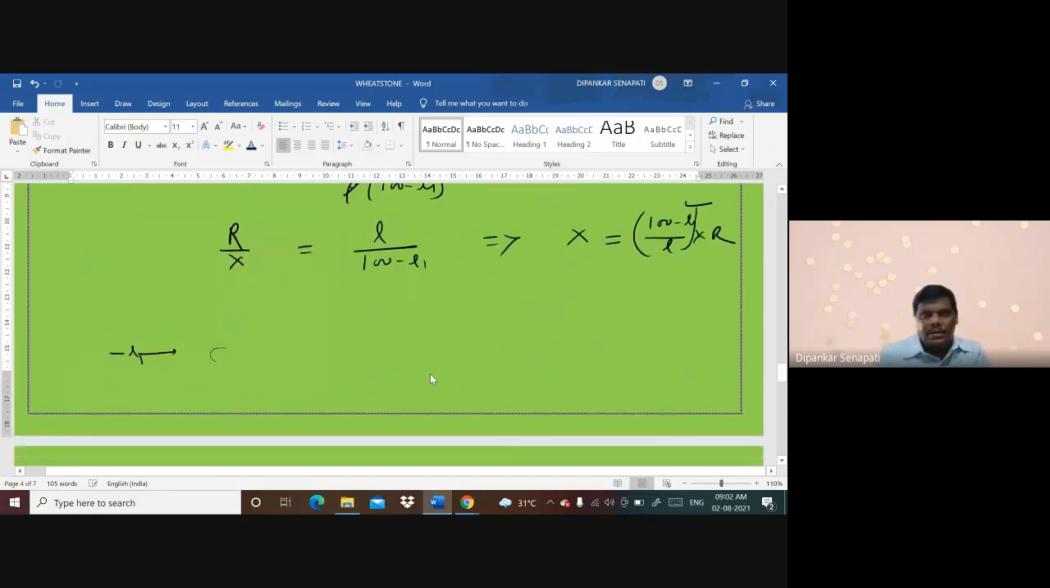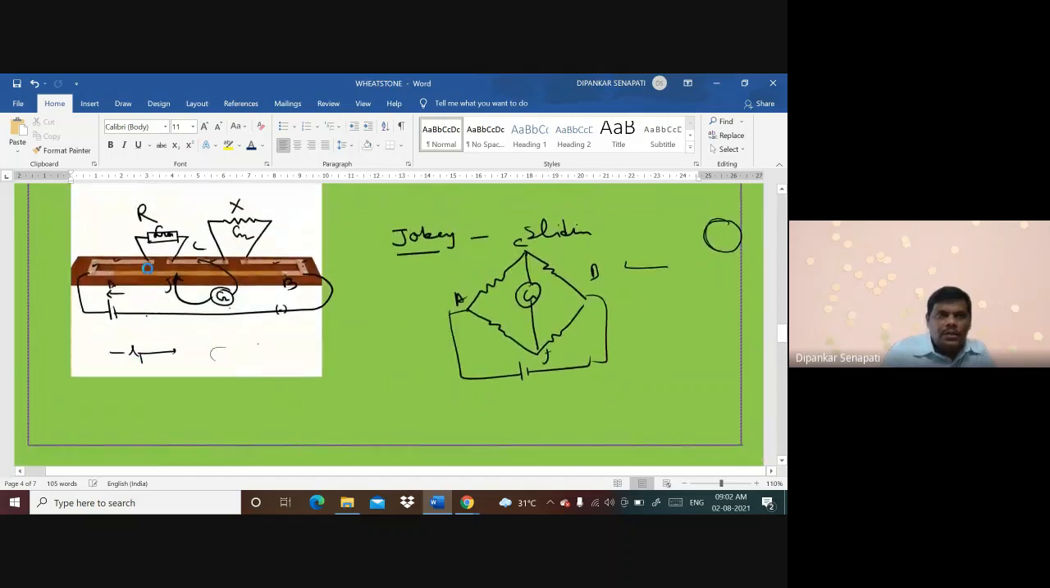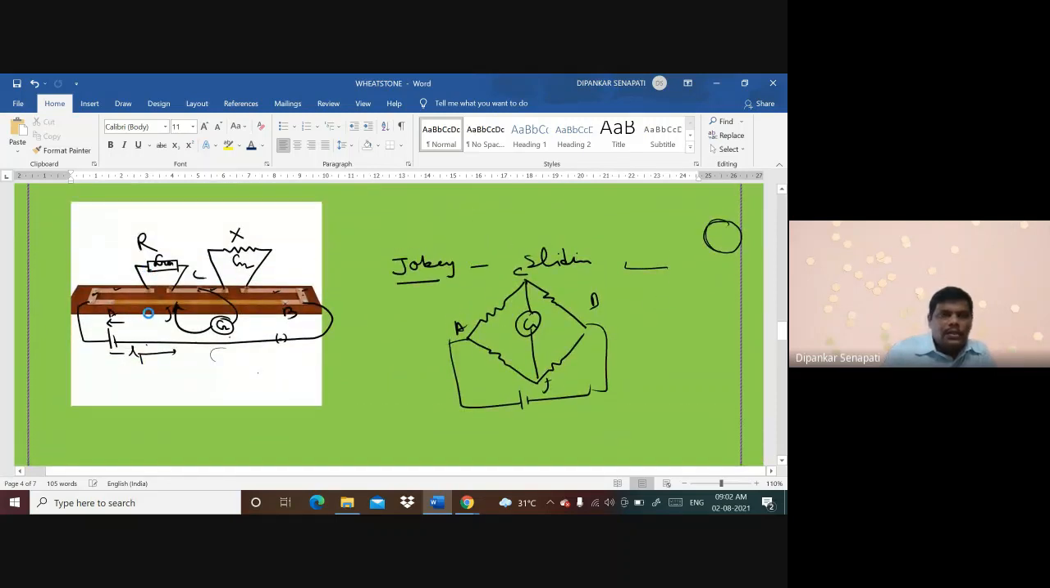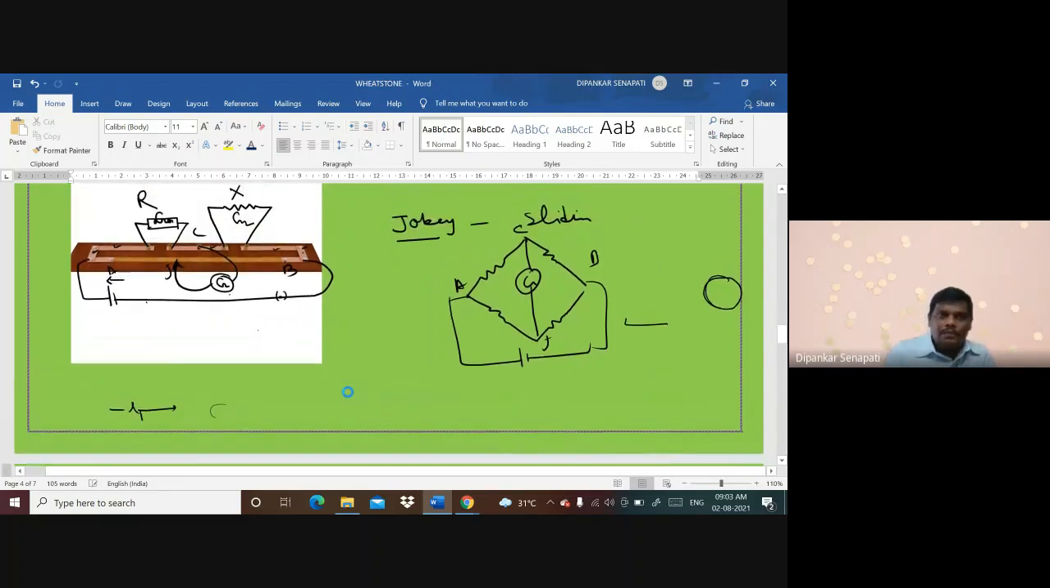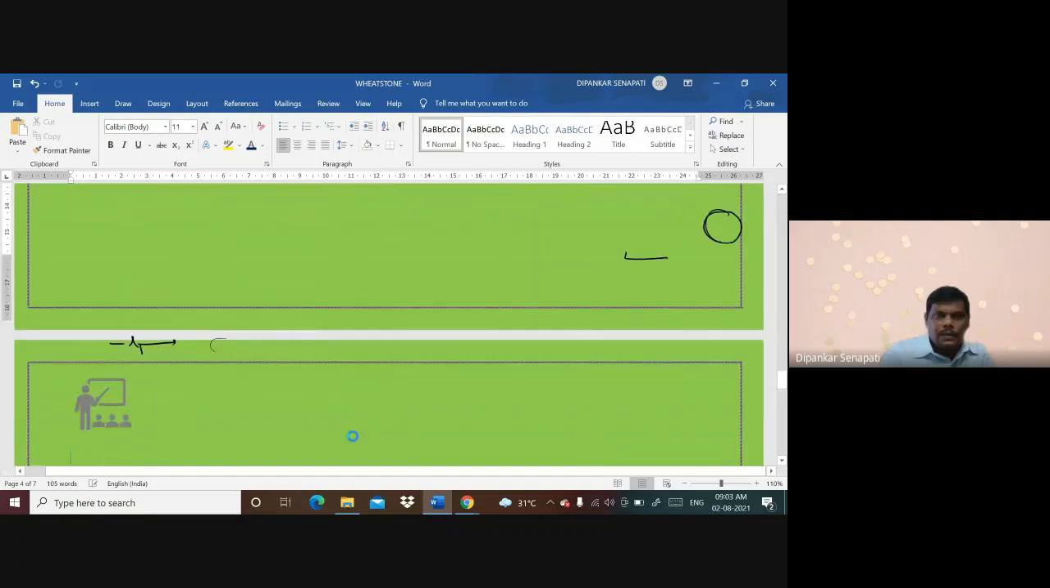We don't have to measure even the resistance. We only need the value of the resistance taken from the resistance box. This is how we can measure. We can use a meter bridge to measure the resistance of a given wire. We can find the unknown resistance of a coil, right? It is simply the form of a Wheatstone bridge.